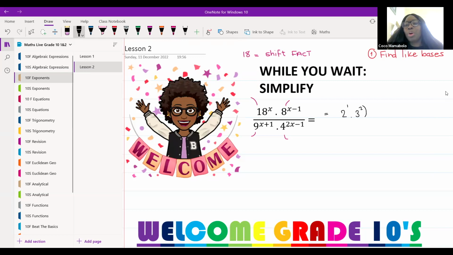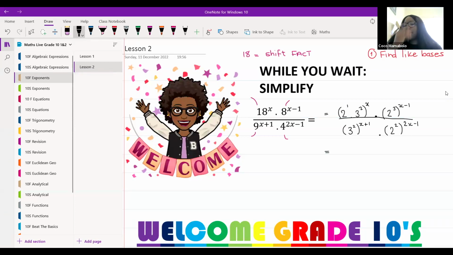All right. So 18 is going to give me 2 to the power of 1 times 3 to the power of 2. All of that is going to be to the power of x, multiplied by, I know that I can write 8 as 2 to the power of 3, and that 8 was already to the power of x plus 1. So this whole thing needs to be to the power of x minus 1. Sorry, not x plus 1. Over, I can then take 3 and rewrite it as 3 squared to the power of x plus 1, times, now I know 4 can be written as 2 squared to the power of 2x minus 1.